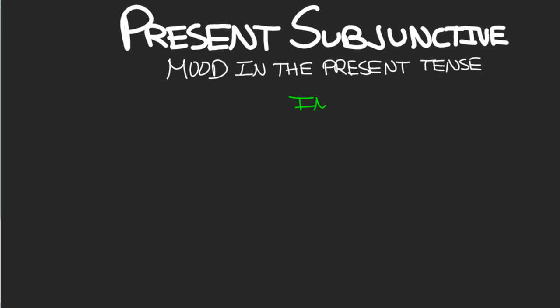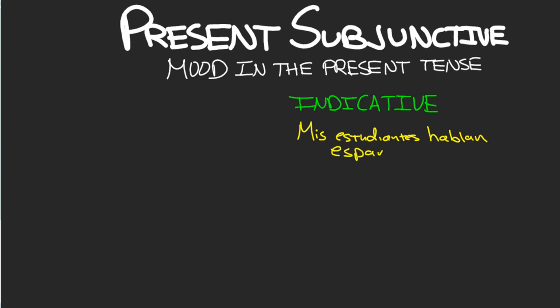So then here's an example in the indicative mood. The example is mis estudiantes hablan español. So in this statement, I use the indicative mood for the verb hablar, the conjugation hablan. I use indicative because it's a statement. It's a statement of fact, and there's nothing else really going on there. Just the fact that I'm saying mis estudiantes hablan español. When we deal with the verb hablar, we are saying whether they do or do not speak Spanish.